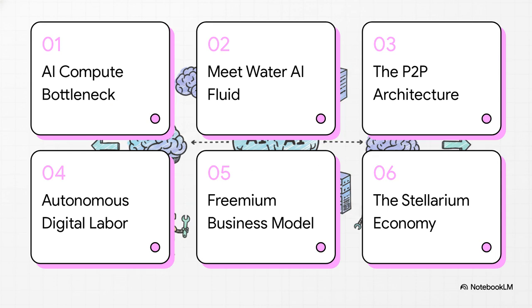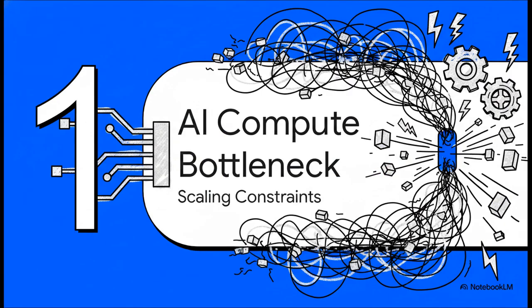So here is our agenda. We are going to systematically break down the AI compute bottleneck, introduce Water AI Fluid, examine the peer-to-peer architecture, look at how it powers autonomous digital labor, break down the freemium business model, and finally, we'll explore the Stellarium economy. Let's get to it. Starting off with Section 1, the AI compute bottleneck.